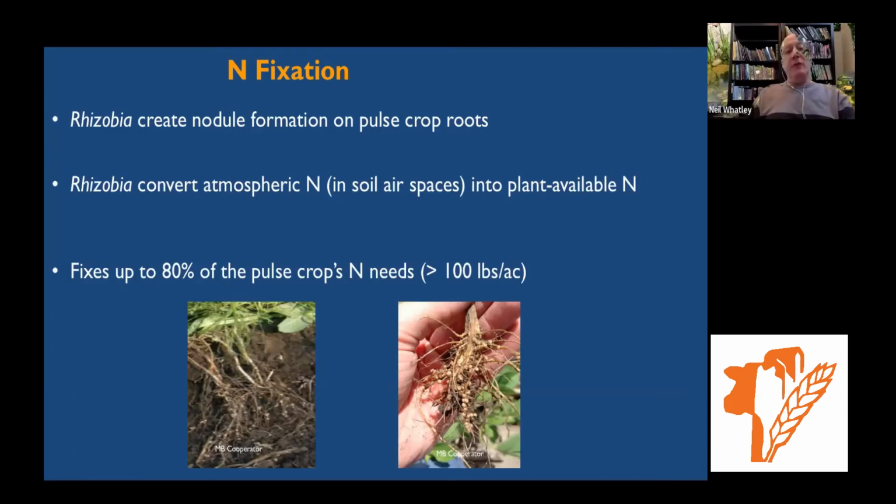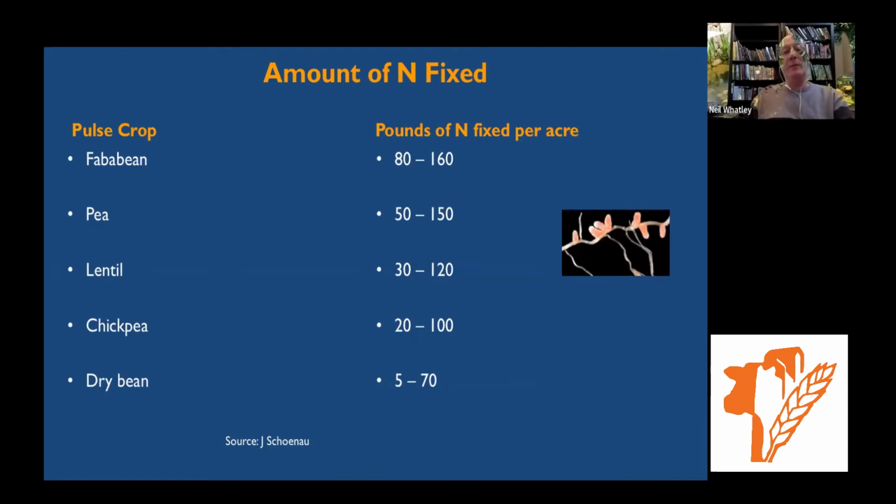Rhizobia create nodule formations on the pulse crop roots, and you can see at the bottom of those pictures, they're little factories of nitrogen. These rhizobia convert atmospheric nitrogen, which is in the soil airspace, into plant-available nitrogen. Our pulses fix up to 80% of the crop's nitrogen needs, and this is often over 100. Most of our pulses can fix over 100 pounds an acre if weather conditions are good and roots are healthy. Here's a brief overview of the amount of nitrogen fixed by various pulse crops.